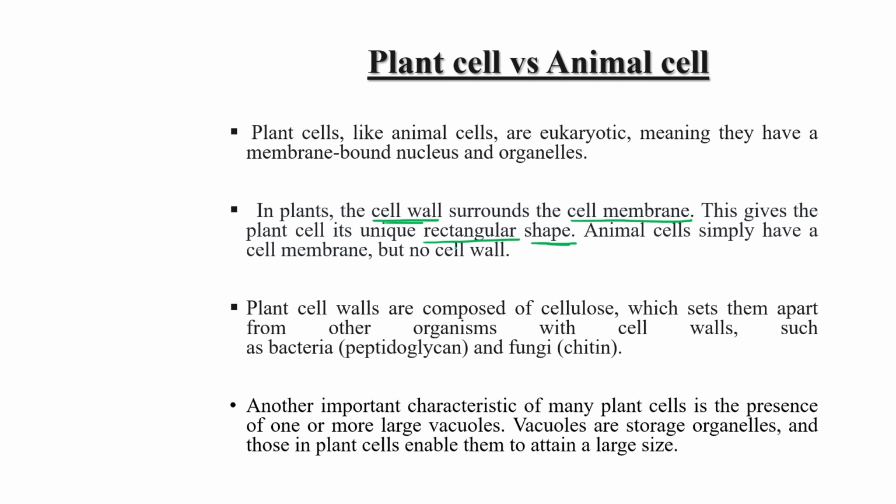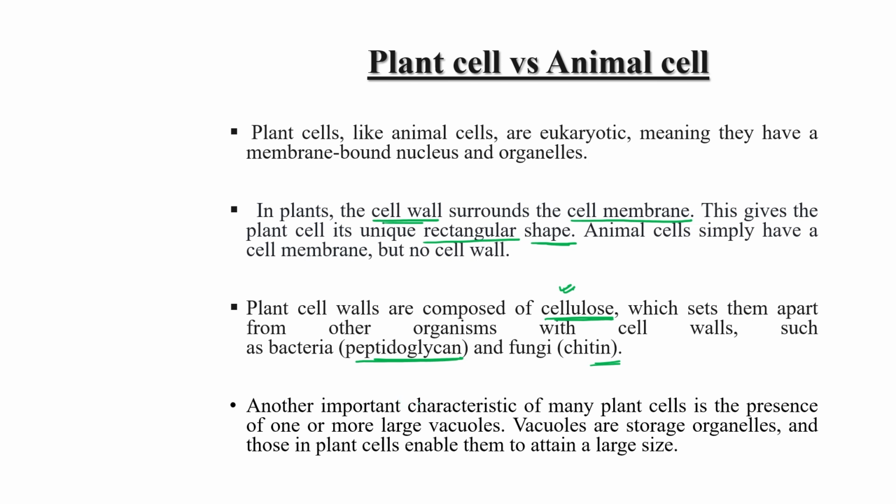Animal cells don't have any kind of cell wall. Plant cell walls are composed of cellulose, which sets them apart from other organisms with cell walls. In some bacteria, the cell wall is made up of peptidoglycan. As I told you, prokaryotes also have a cell wall, but the type of molecule is different from the plant cell. The plant cell wall is made up of cellulose, while in bacteria peptidoglycan is there, and in fungi chitin is there. So this is the difference.